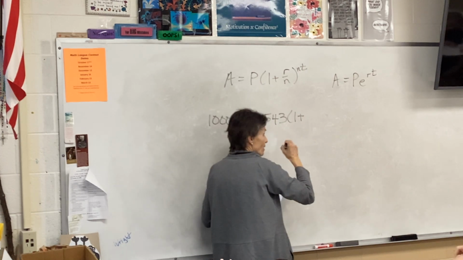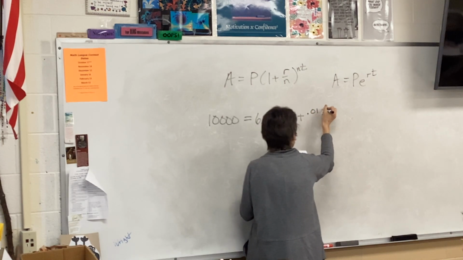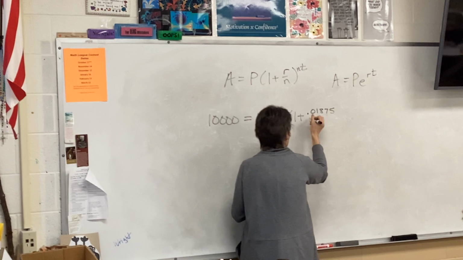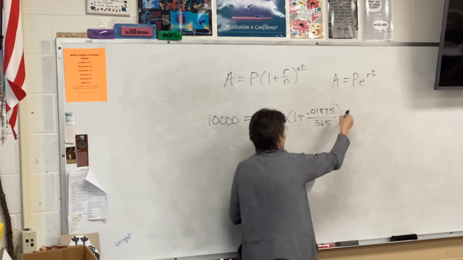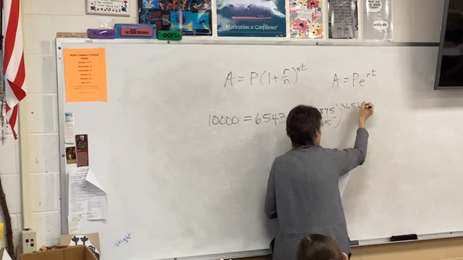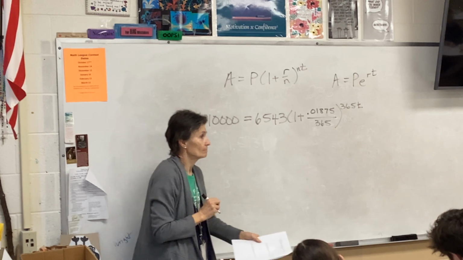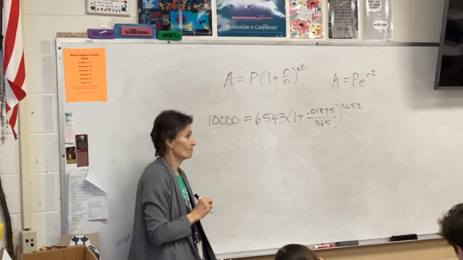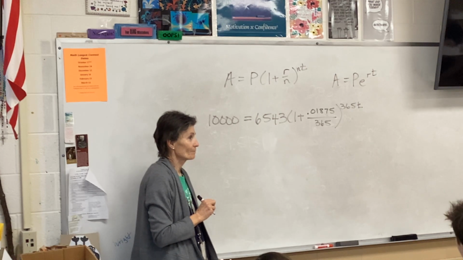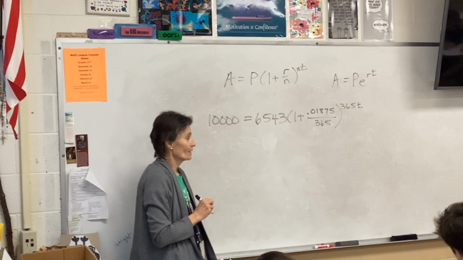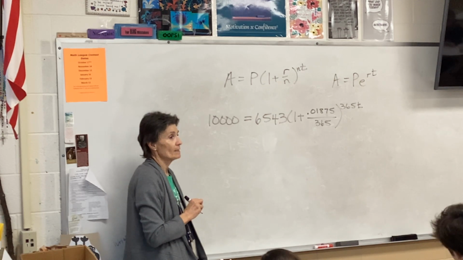My interest rate, be careful, 0.01875 divided by 365 to the 365t. There's my variable. How long is it going to take? Step 1. This is going to be a mess. We can do it though. So what's step 1?